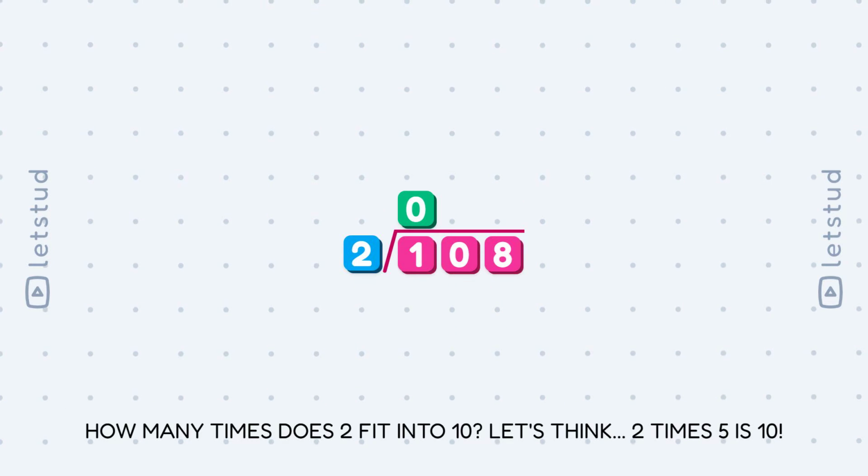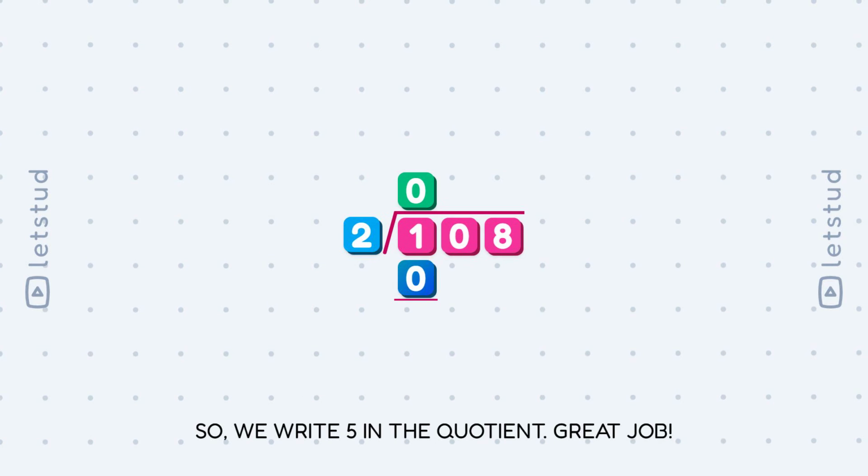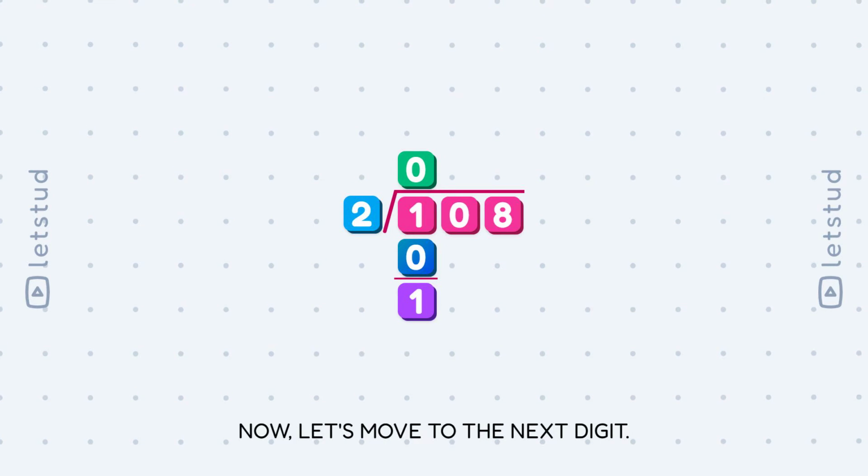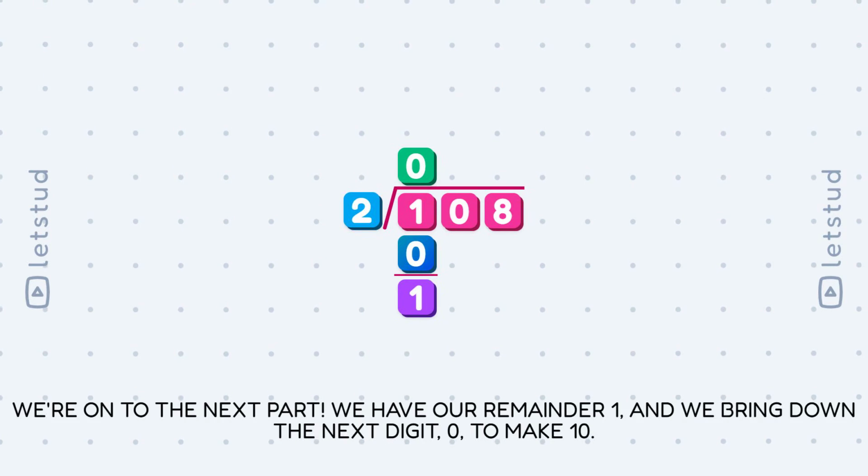Let's think. 2 times 5 is 10. So we write 5 in the quotient. Great job. You're doing fantastic. Keep that energy up. Now let's move to the next digit. We're on to the next part.